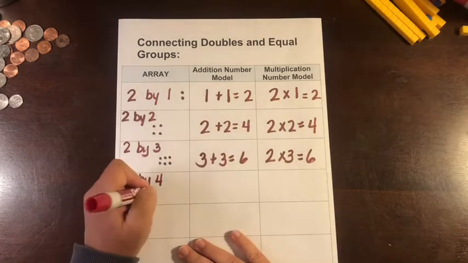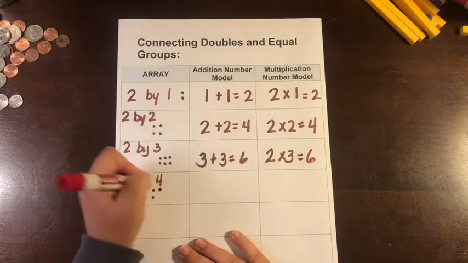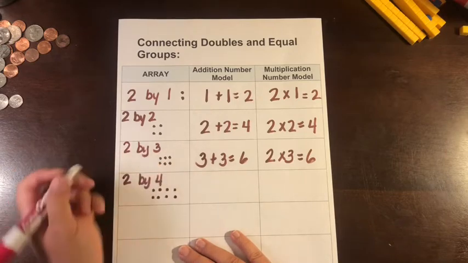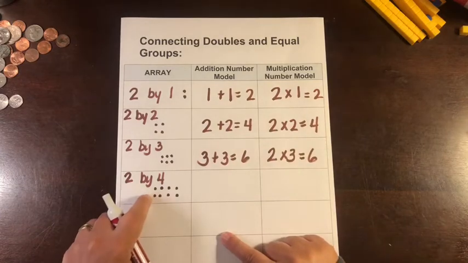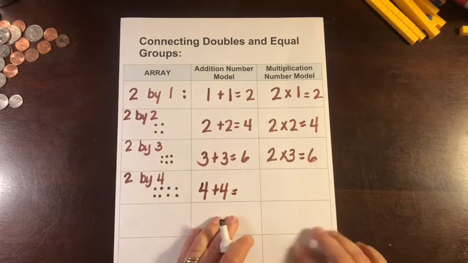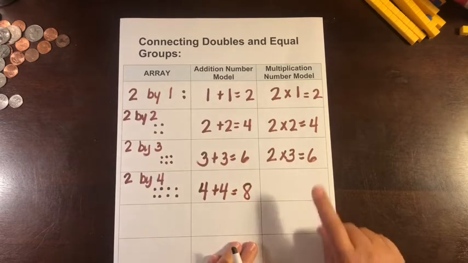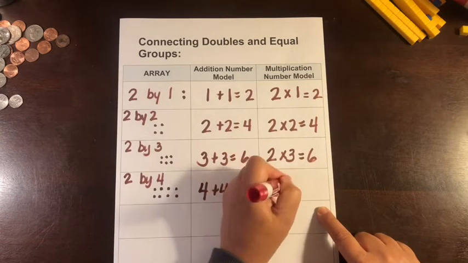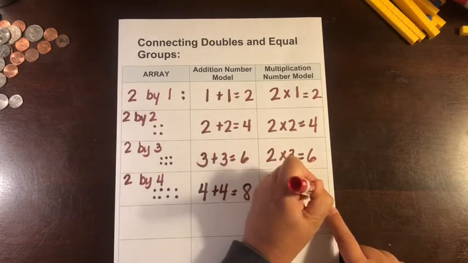How many rows? 2. How many are in each row? 4. So 1, 2, 3, 4. 1, 2, 3, 4. And how would I write that as an addition number model? Row plus row, which is 4 plus 4. And what is 4 plus 4? Good job, 8. So if I wrote it as a multiplication problem, it's 2 times, how many are in each row? 4, and it equals 8.